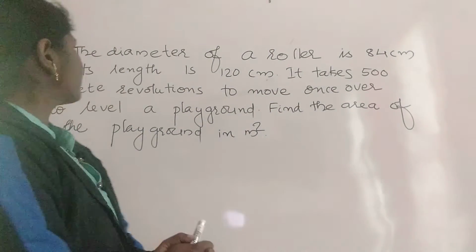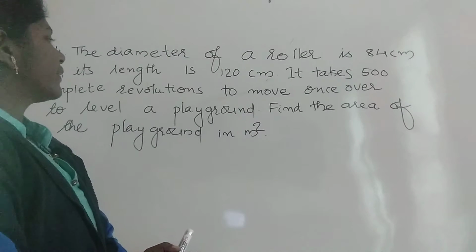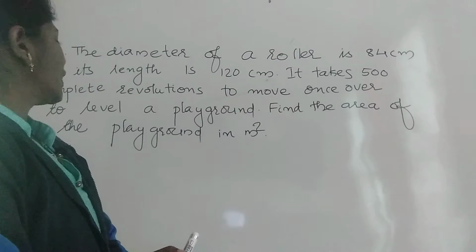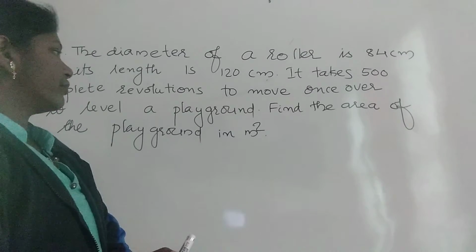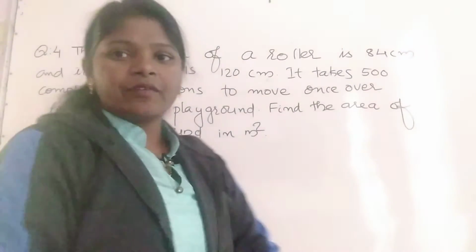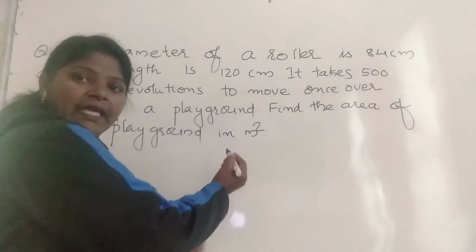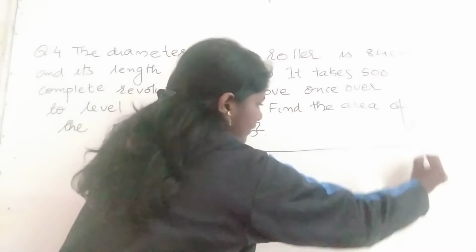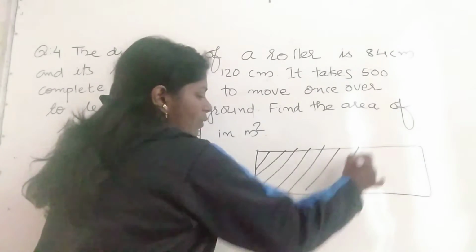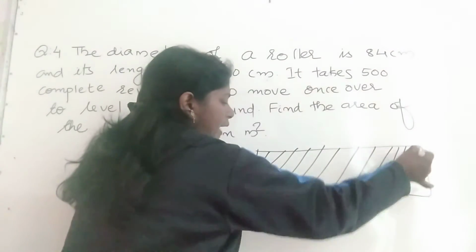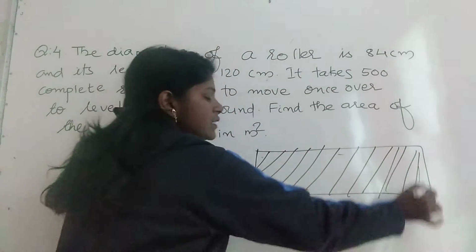Listen properly. The diameter of a roller is 84 centimeter and its length is 120 centimeter. It takes 500 complete revolutions to move once over to level a playground. Find the area of the playground in meter square. Our aim is to find the area of the playground. If it is a playground, we should find the region enclosed by its boundary.